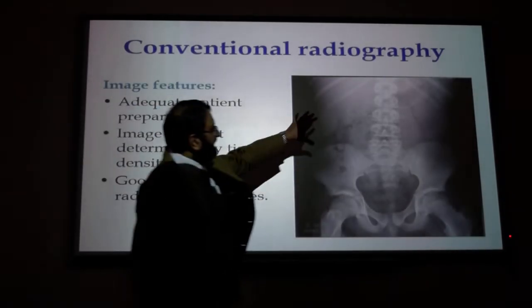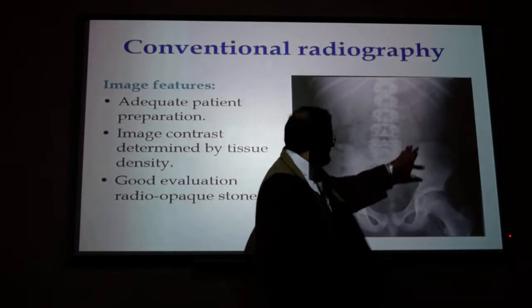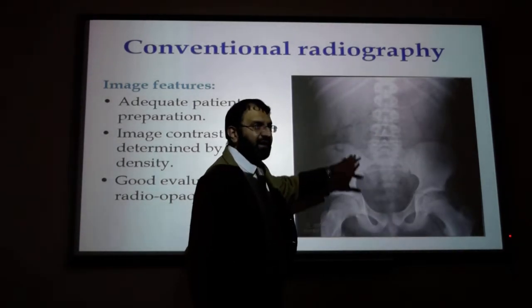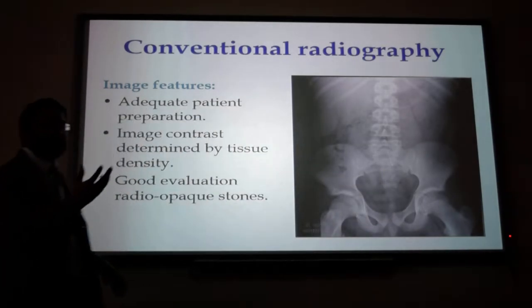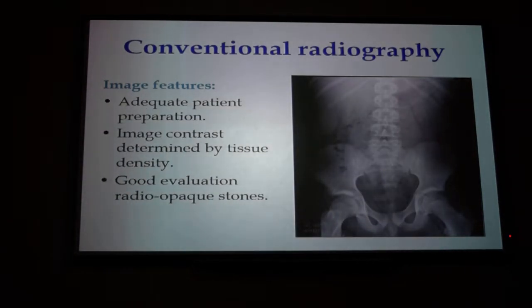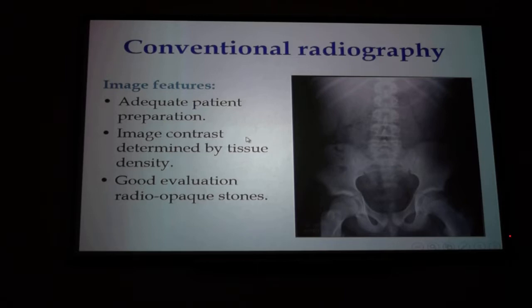You see the renal areas are here. The urinary tract includes the ureters, and the urinary bladder lies here. So these are soft tissues. You are not able to see them unless you give contrast. So when you inject contrast, it is called IVP or intravenous urography.